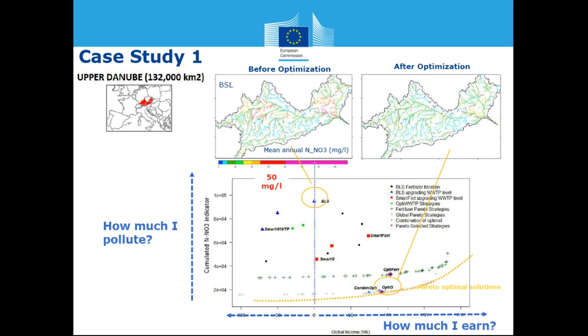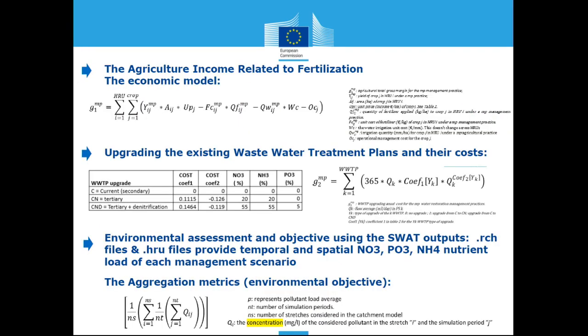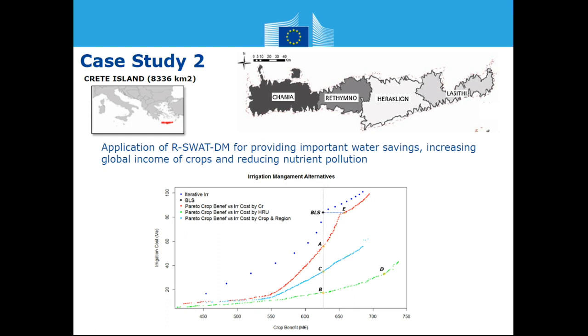The goal of this important study was to define the optimal solution, the optimal best management practice, to reduce the pollution of nitrate in rivers, but at the same time increase the global income. To achieve this important target, we have implemented in our framework an economic model that describes the agriculture income related to the fertilization. We have upgraded our wastewater treatment plant and their cost, and we have defined an environmental objective. The second case study is the Crete Island.